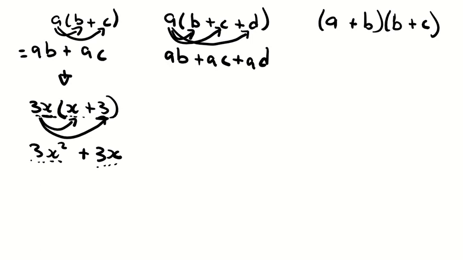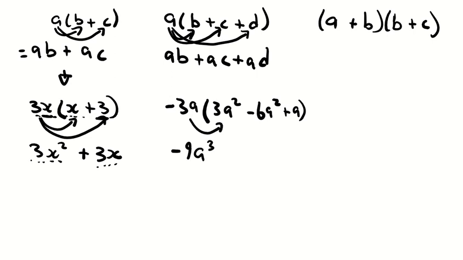Now here's an example where you get a question that has a similar structure to the one that I've just shown you above. So here you have to do the same thing. Negative 3a multiplied by 3a squared is going to be equal to negative 9a cubed. Negative 3a multiplied by negative 6a squared is going to be positive 18a cubed.